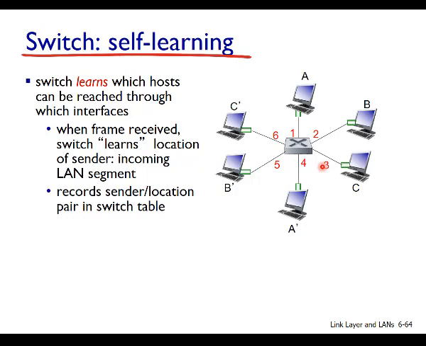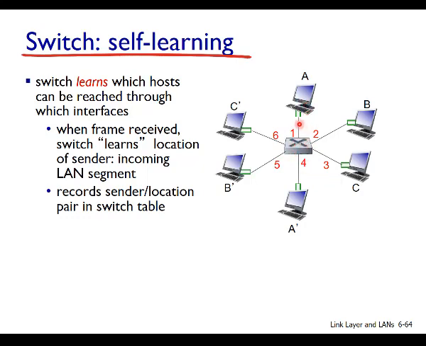So when a frame is received, let's say A was sending data to A prime, when the switch receives a frame from A, then the switch will learn, oh, the MAC address down here is reachable via interface 1. And so it will now store that information in its table. Now, let's say it doesn't know where A prime is, then the switch will selectively forward that frame on all the interfaces except that on which it came in.